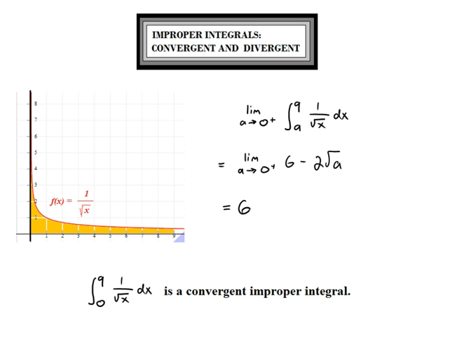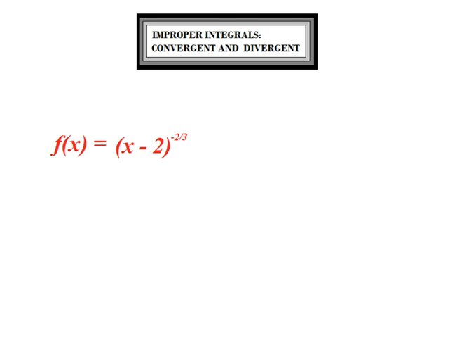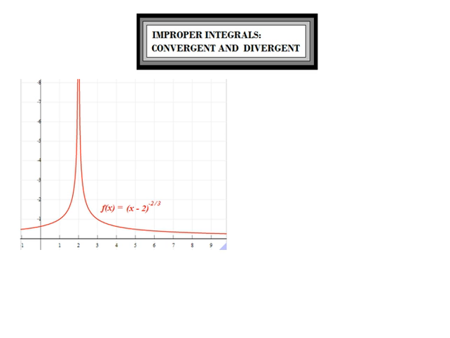Each of them is based on this function: f of x is equal to (x minus 2) to the power negative 2/3. This graph looks like this. As you can see, we have another vertical asymptote on our hands. And we are going to evaluate an integral that considers the area under the graph bounded by that vertical asymptote.